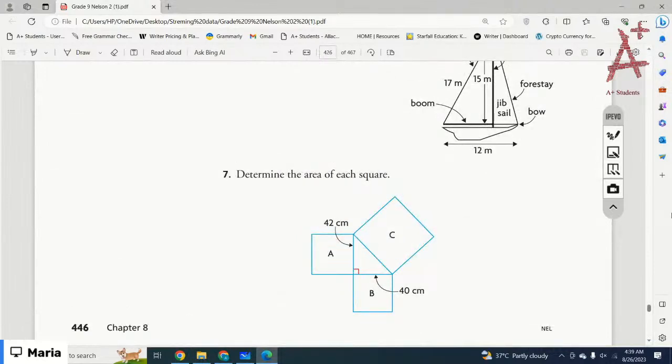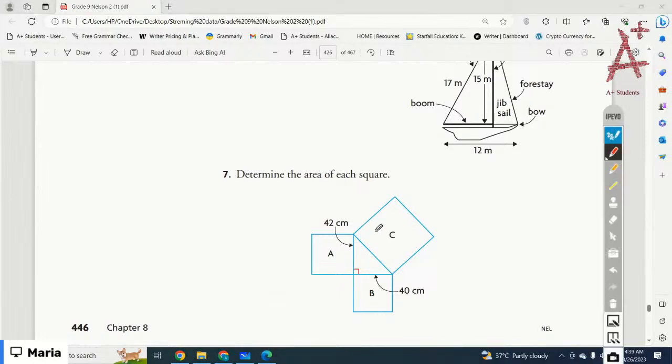Determine the area of each square. You have to calculate the area of all three squares, right? For two of them, you know the side lengths. You have to calculate the side length of C and then you can calculate the area of C also. You can calculate the side length of C by applying the Pythagorean theorem. It would be C square equals 42 square plus 40 square. 42 times 42, and 4 times 4 is 16, 1600.